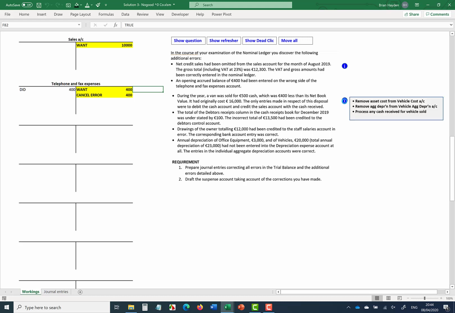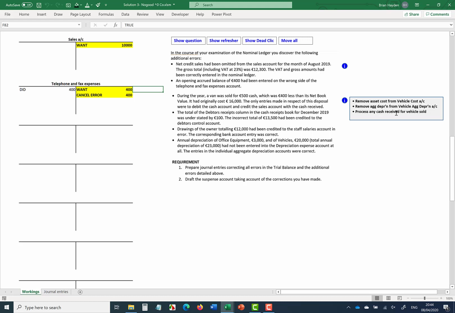I want to show the key tasks that typically must be done when you dispose of a vehicle. We have to remove the asset cost from the vehicle cost account. That doesn't appear to have been done, because they only debited cash and credited sales with the cash amount, so they did nothing with the original cost. Then remove the aggregate depreciation from the vehicle aggregate depreciation account. Likewise, that wasn't done, so that will need to be dealt with.